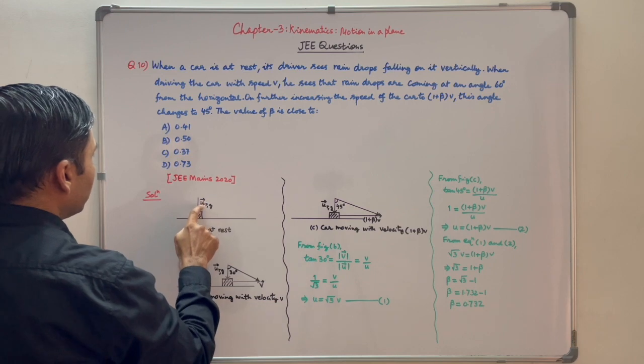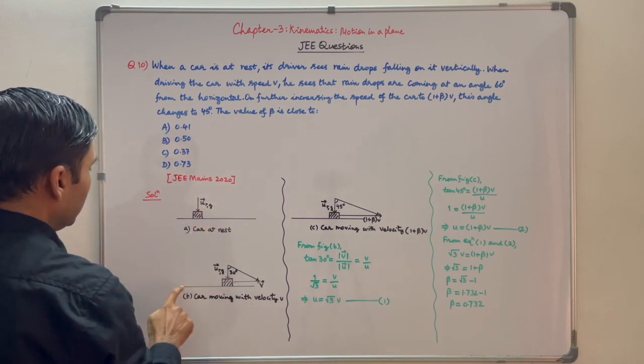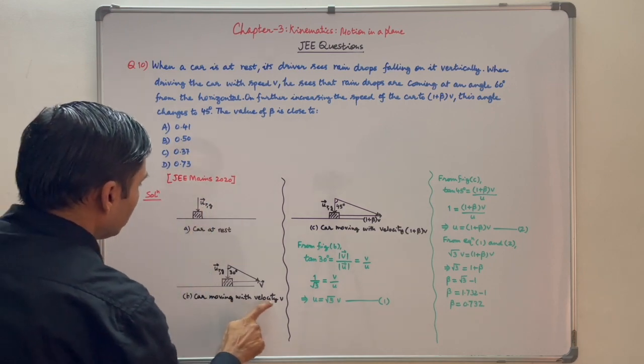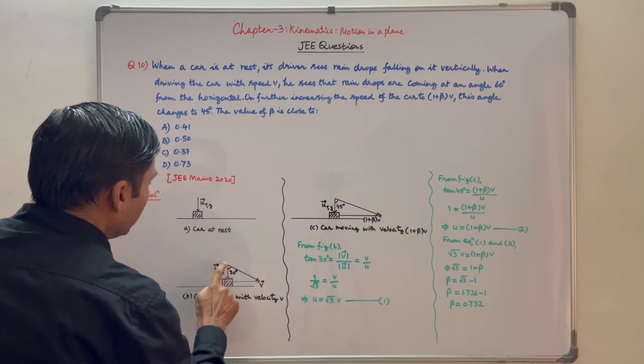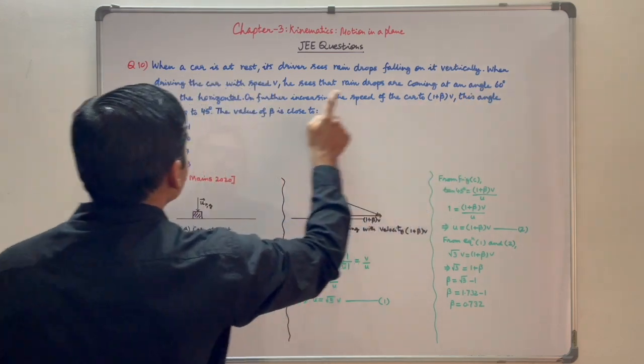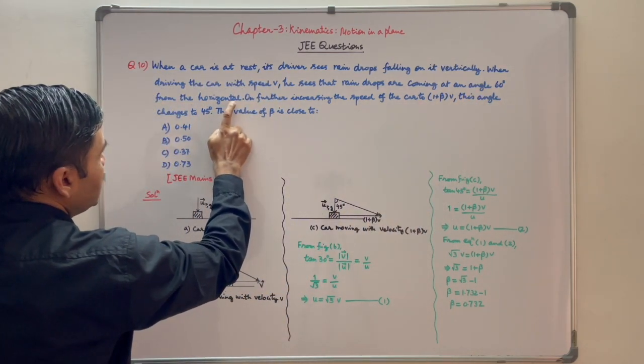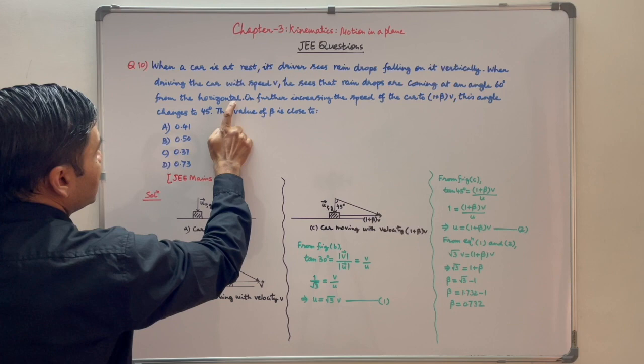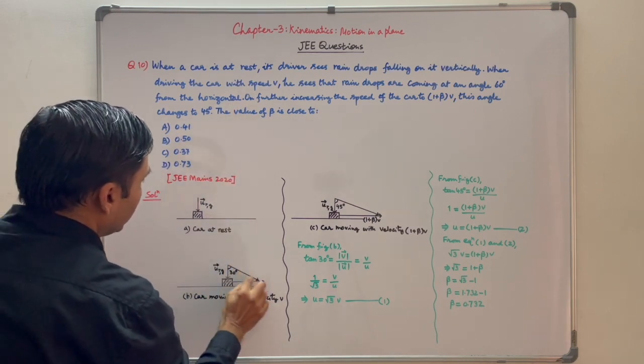Let's say velocity of raindrops is u. In second figure, car is moving with velocity v. Now raindrops appear to fall on it at an angle of 60 degrees from the horizontal. That means 90 minus 60, that is 30 degrees from vertical.